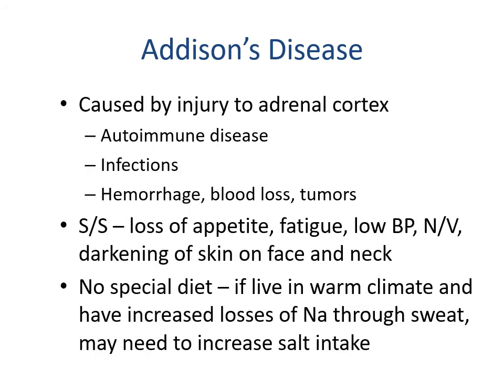So Addison's disease can be caused by an injury to the adrenal cortex through autoimmune disease, infections, or things like hemorrhage, blood loss, and tumors. And signs and symptoms include poor appetite, fatigue, low blood pressure, nausea and vomiting, and darkening of skin on the face and neck. And again, there's no special diet, but if patients live in a warm climate and have increased losses of sodium through their sweat, they may need to increase their salt intake.